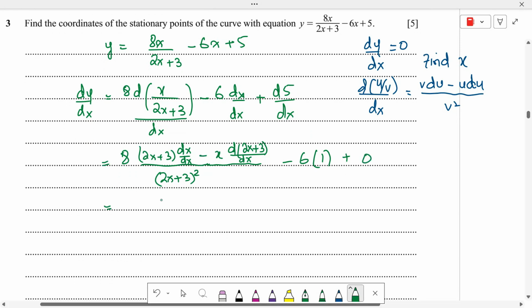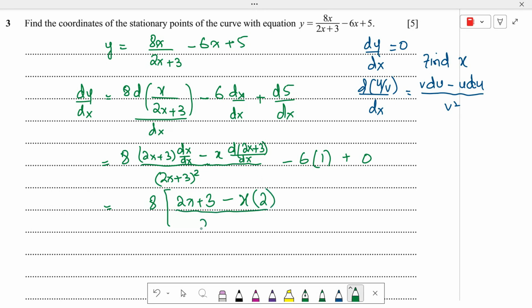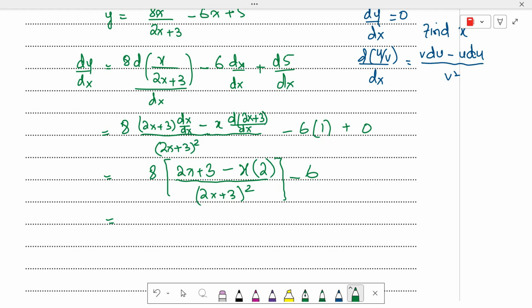We solve it further, we will have 8 times (2x plus 3, the derivative of x is 1, minus x times the derivative of 2x plus 3, which is 2) over 2x plus 3 whole squared, and then minus 6. 2x and positive 2x will be cancelled out, and we will have 24 over 2x plus 3 whole squared minus 6. This is the dy over dx.